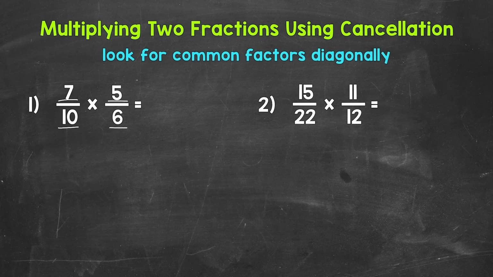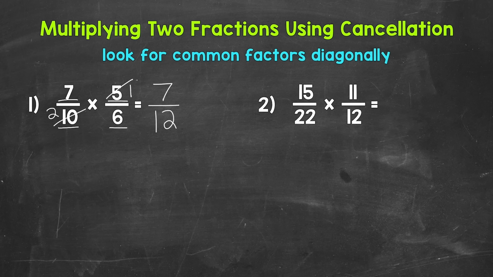So 10 divided by 5 gives us 2. 5 divided by 5 gives us 1. Now we have a simpler problem. We have smaller numbers in value to work with. So let's multiply straight across now, starting with the numerators. 7 times 1 is 7. Now for the denominators, 2 times 6 gives us 12.